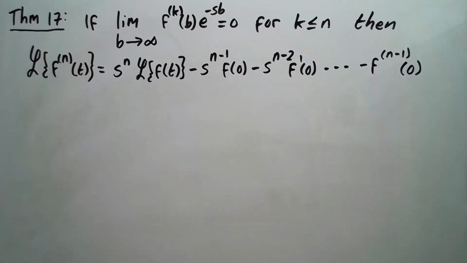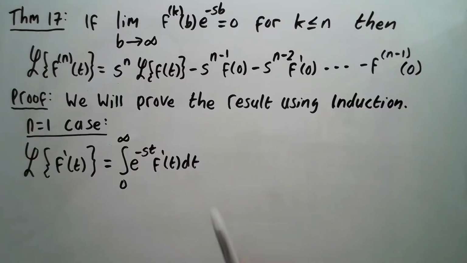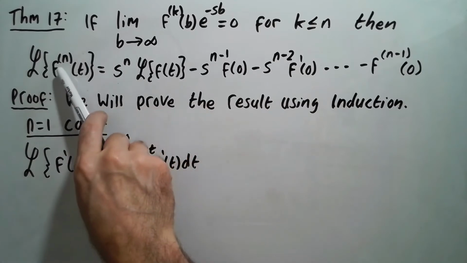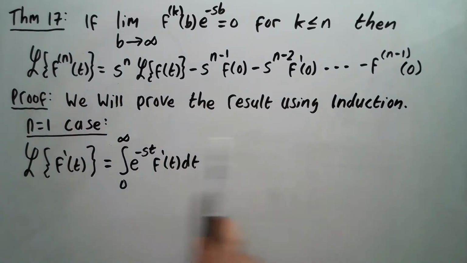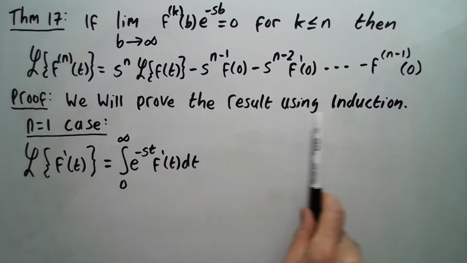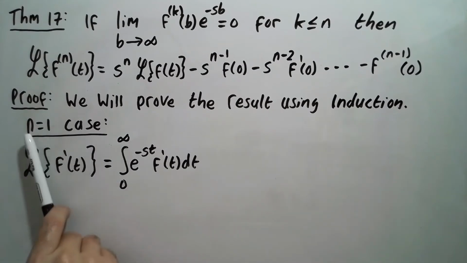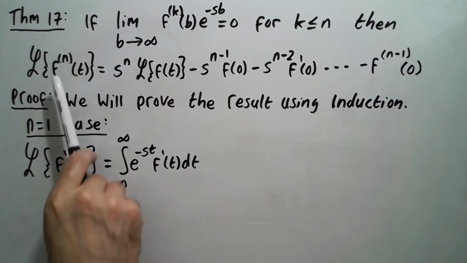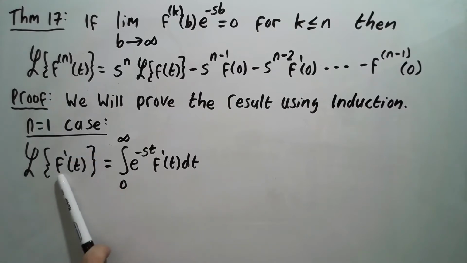Okay, so let's take a look at the proof for this. So proof. Okay, so we're going to prove the result using induction because we're trying to show it's true for all n. When you're proving by induction, you first prove the n equals 1 case. So when n is 1, then you'd have the Laplace transform of the first derivative.